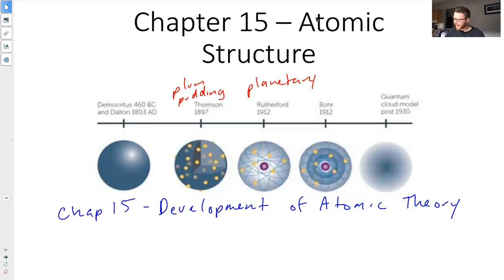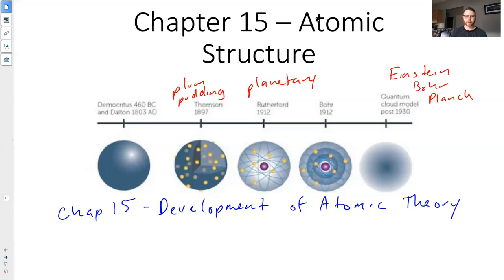And then lastly, and what we have currently, our idea of the atom is the quantum cloud model. And this is essentially the probability of finding an electron in one particular location, okay? The quantum cloud model was from the works of Einstein, Niels Bohr as well, and Max Planck. Okay, and there were other scientists that worked on that development as well, but those were the main three.